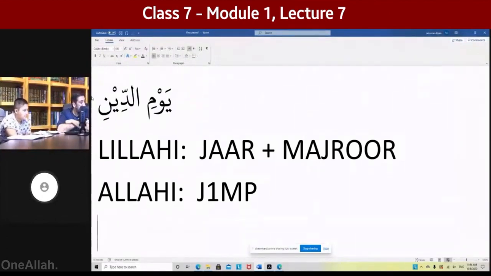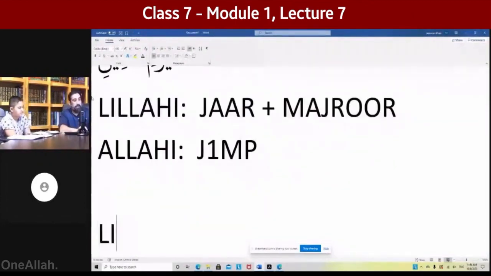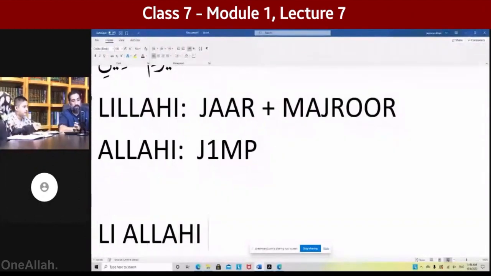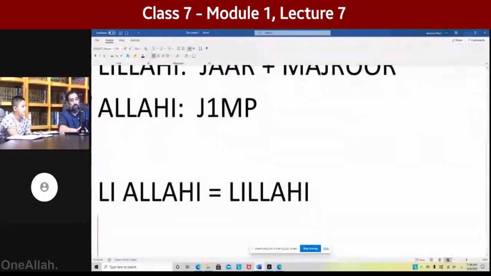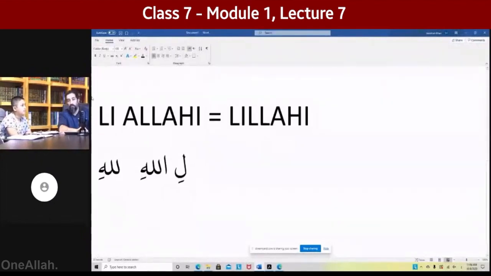Now we're getting questions about how lillah is two words. Oh, it's just how it's written. It's li and Allahi, and in Arabic, when you fuse them together, you write them like that. When you see that, that means lillahi.